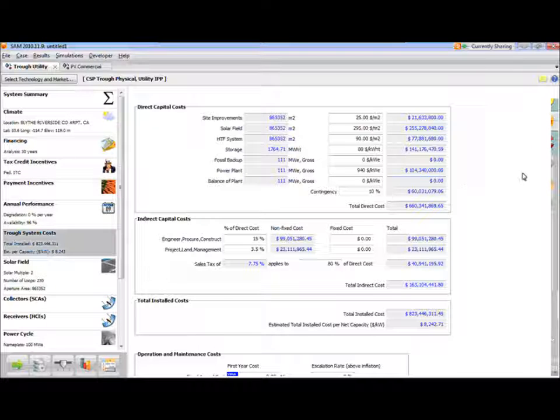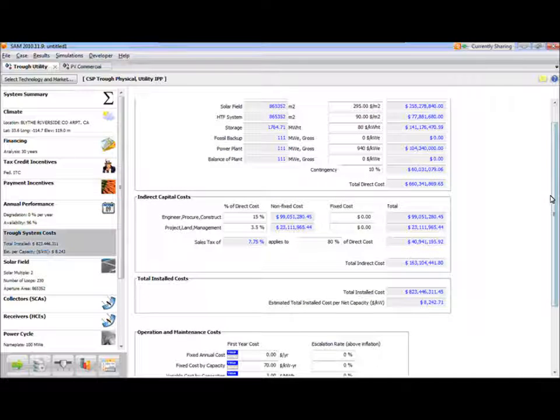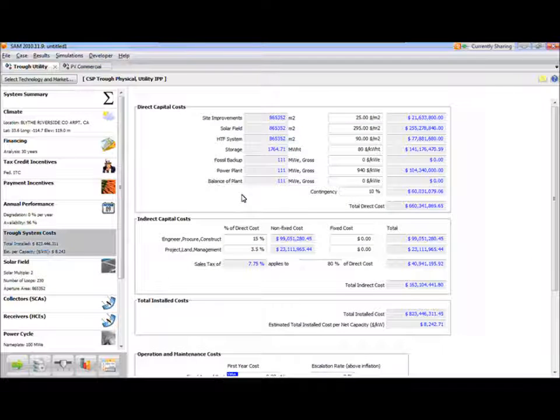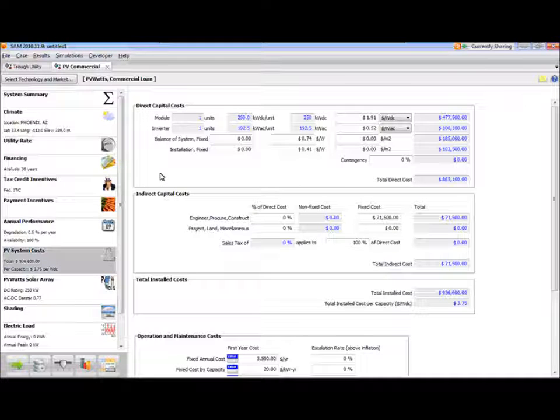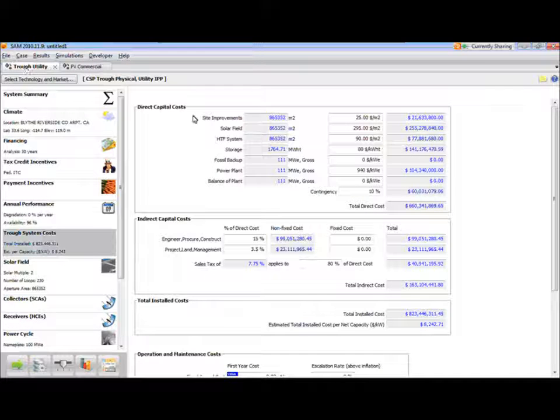And there's a fair amount of detail in specifying the installation cost. So you've got these various categories which vary from technology to technology. So if we look at this cost page for the Trough system and the cost page for the PV system, you can see that the categories are different. So for the PV system, we have module, inverter, BOS, installation, labor. For the Trough, we've got site improvement, solar field, HTF, and so on.